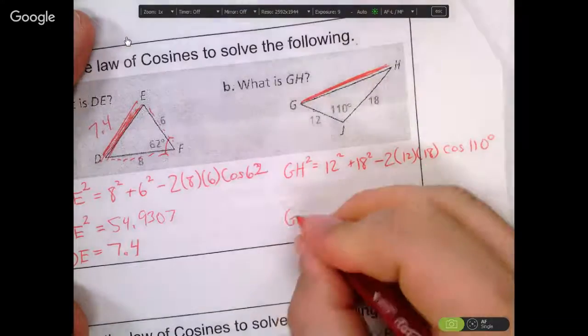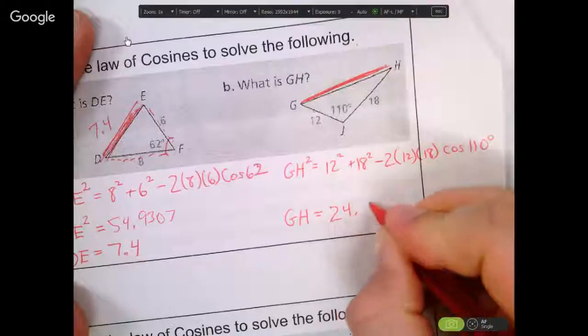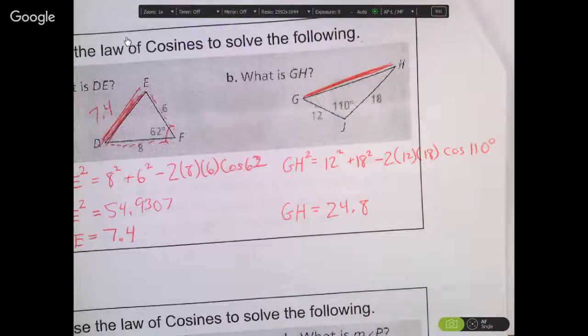And I'm told the answer is 24.8. It's a little less brain power, instead of cross multiplying and figuring out what's going on. Okay. I also think using this one makes these next questions a little bit easier.